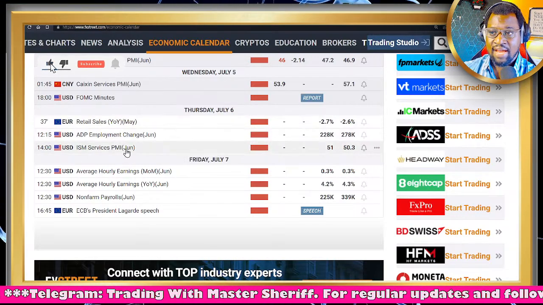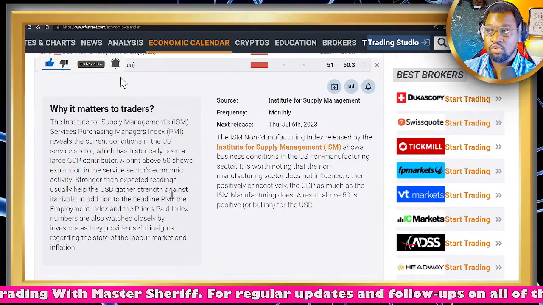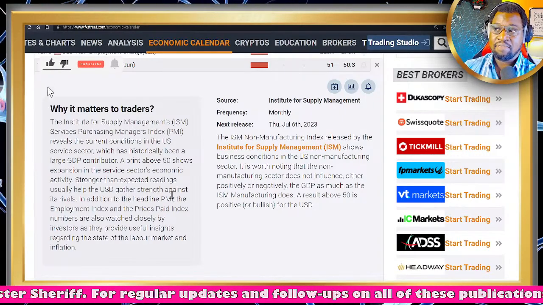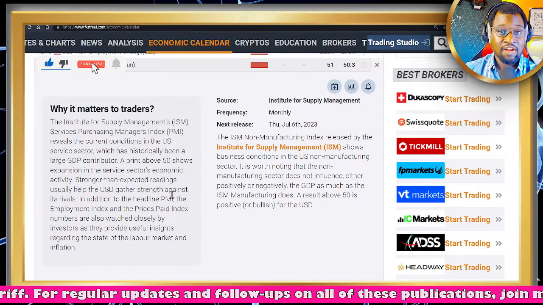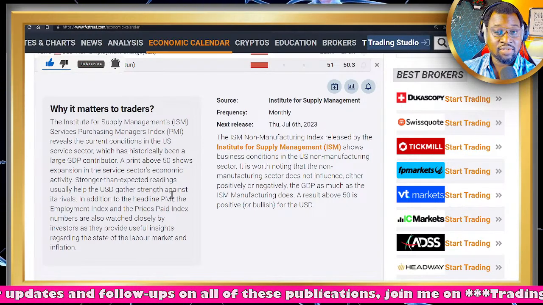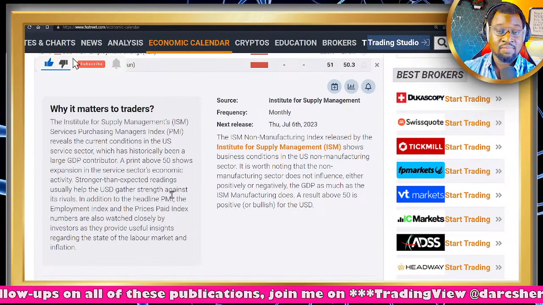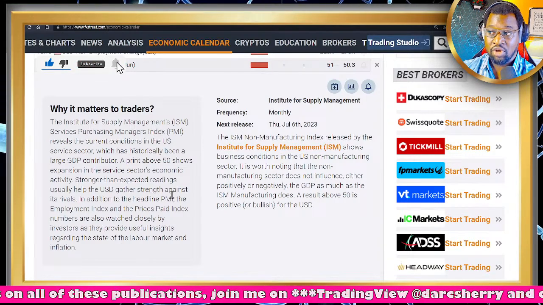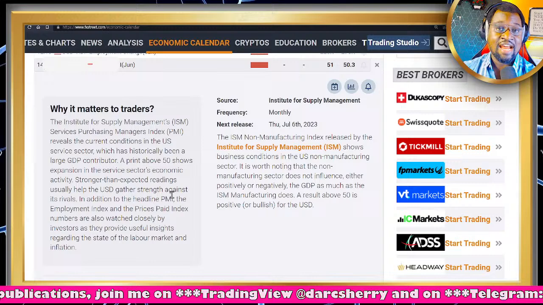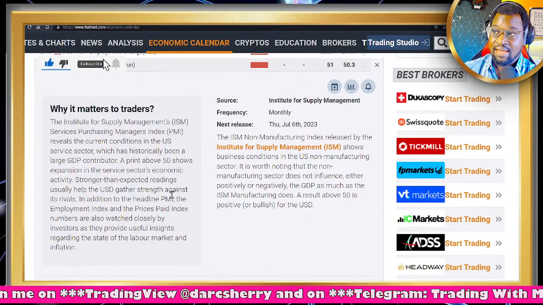Then going on, we have the ISM Services PMI, which is normally released by the Institute for Supply Management. This index shows the business condition in the US non-manufacturing sector. It's worth noting that the non-manufacturing sector does not influence the GDP, either positively or negatively, as much as the ISM manufacturing does. But one thing here is that a result above 50 is considered positive for the US dollar, and anything below 50 is considered negative.